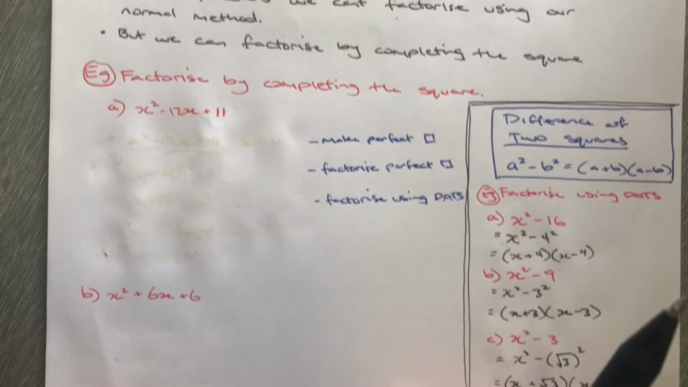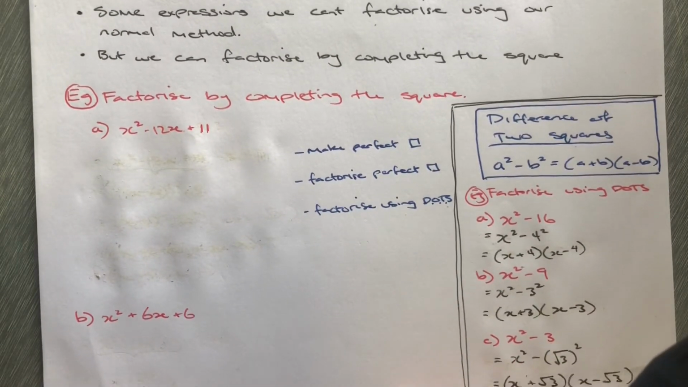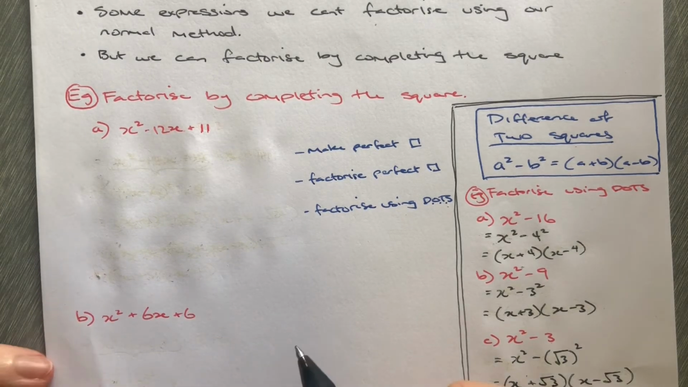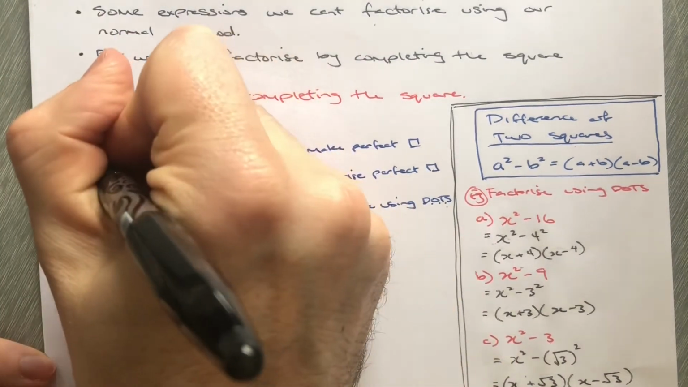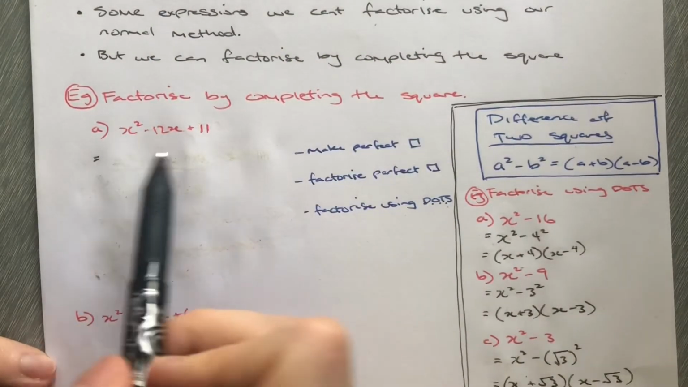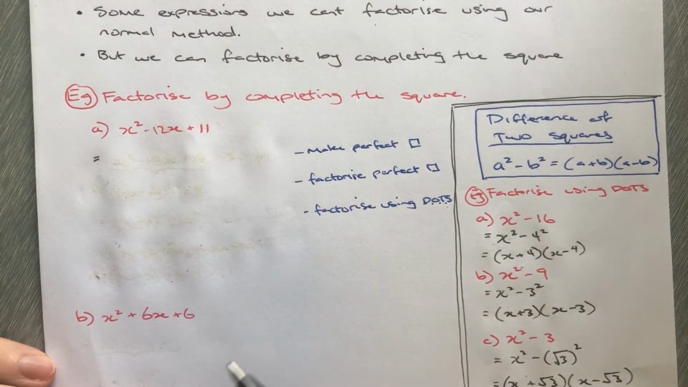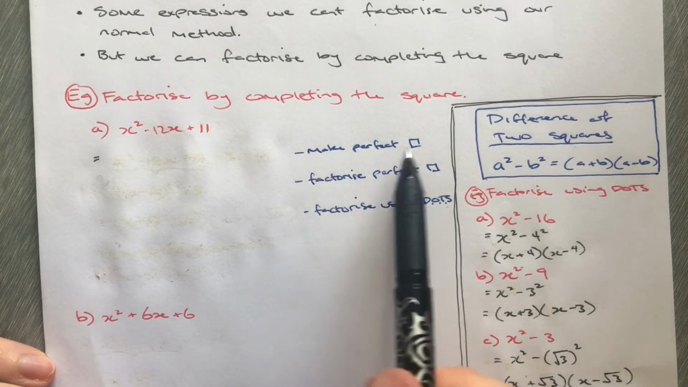Alright, let's move over and actually factorize by completing the square here. This is something that some people can struggle with a little bit because they sort of forget the steps. So I'll try to keep it a little bit slow. Now let's just check this here and see if it is a perfect square to start with. If it's not, we're going to try to make one, as it says here in our first step.